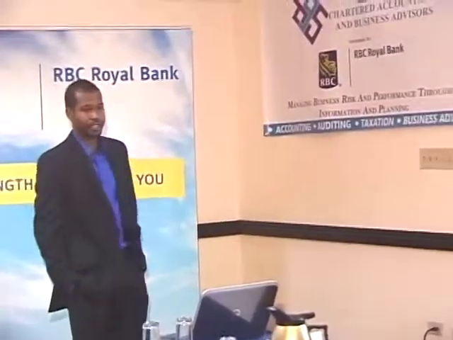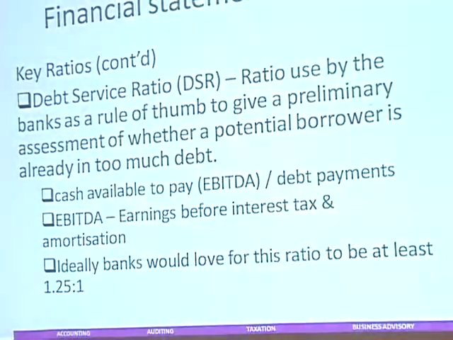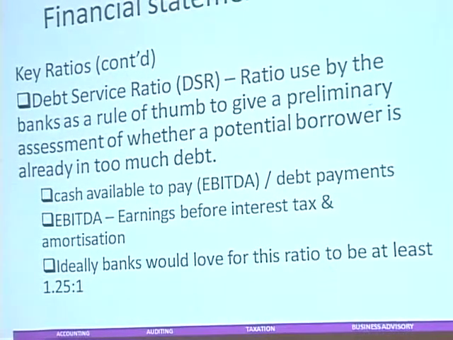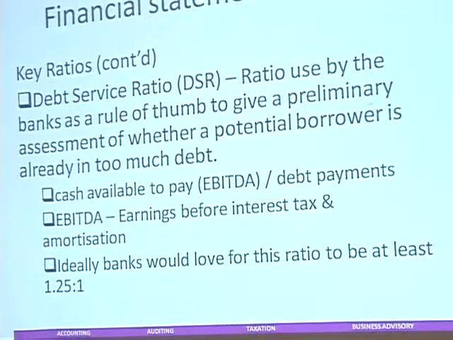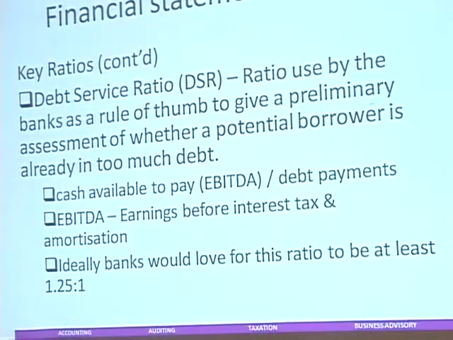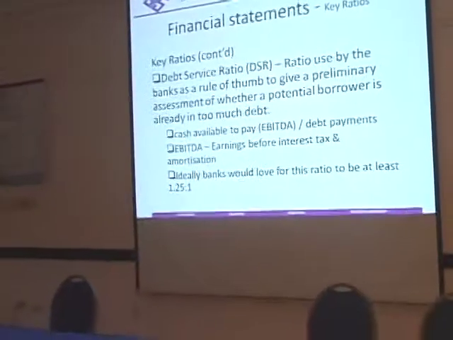Our debt service ratio, and this ratio is very important to the banks, right? It's a ratio used by the banks as a rule of thumb to give a preliminary assessment of whether a potential borrower is already in too much debt. So whenever you are going to the bank, you at least need to know what the debt servicing ratio is before you actually approach them. So you probably want to approach us to do a proposal for you to actually deal with the bank on your behalf. Now, how is it calculated?